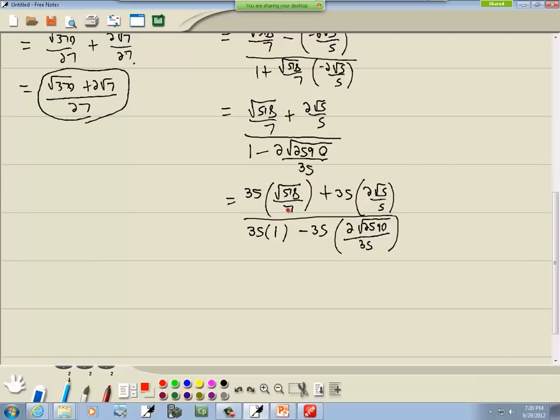Well, 35 and 7 both divided by 7 gives me 1 there. That gives me 5. 35 and 5 both divided by 5 gives me 1, and that gives me 7. And the 35's cancel here. So we got 5 square root of 518 plus 7 times 2 is 14 square root of 5, over 35 times 1 is 35, minus 2 square root of 2590.